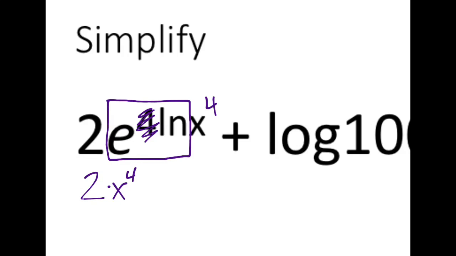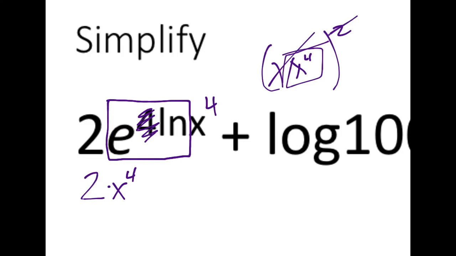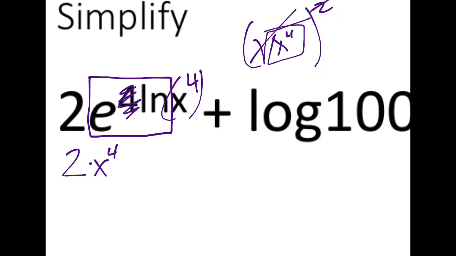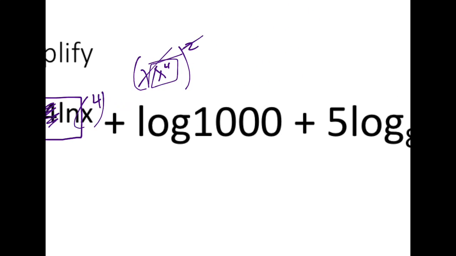the 4th, kind of like if you had x to the 4th and took the square root of it and also squared it. The square and the square root undo each other, and you're left with the argument inside. This is our argument inside. So we get 2 times x to the 4th plus the log of 1,000. Well, notice our trick from last time, 1, 2, 3 zeros, so that's going to be 3.